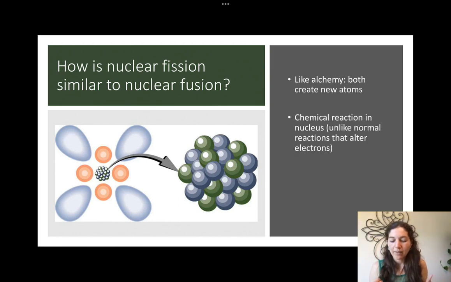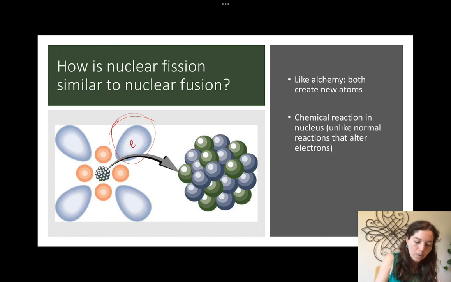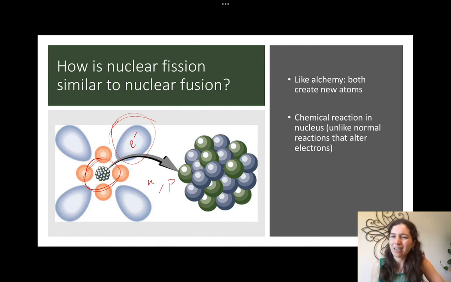And then we also have a chemical reaction inside of the nucleus of the atom. Whereas normally when we talk about chemical reactions, we talk about electrons, right? We're always talking about electrons. We're talking about these things out here. This is where the electrons are. Whereas when we talk about nuclear reactions, we're talking about the nucleus. We're talking about the neutrons and the protons. It has nothing to do with electrons very much.